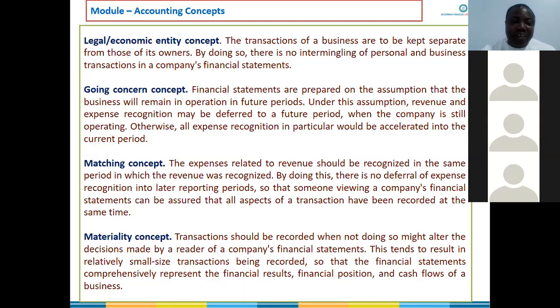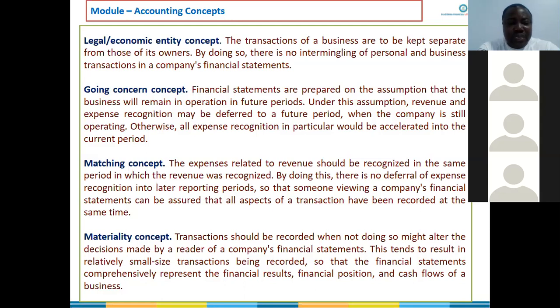And then we have the materiality concept. Material is coming from the word material. What is material to you? Another word in English is what is important to you. Is it material or is it immaterial? Okay, so the materiality concept: transactions should be recorded when not doing so might alter the decision made by a reader of a company's financial statement.